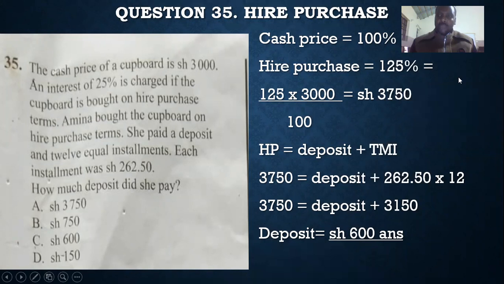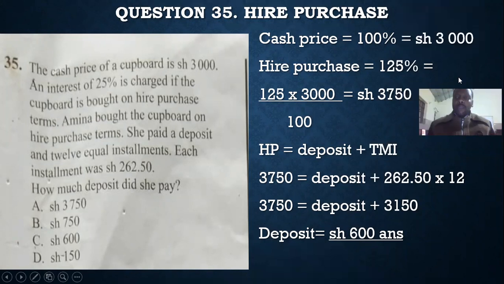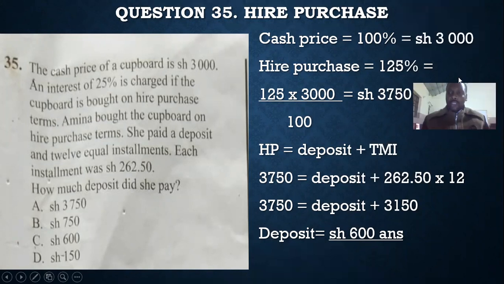Take note that the hire purchase price is always higher than the cash price, so the hire purchase is always more than 100%. So saying that cash price was 100%, which is 3,000, and the hire purchase was 125%, you cross multiply to get the hire purchase was 3,750. We know hire purchase is made up of deposit plus total monthly installments. We are given the installments, but we are not given the deposit.